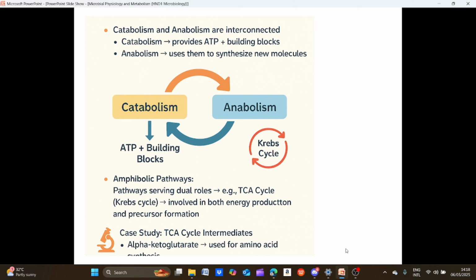So invariably, when we now consider both anabolic and catabolic processes, we just see that one is the opposite of the other. So catabolism and anabolism are interconnected. When we have catabolism producing enough ATP plus some other building blocks, that is other small molecules, anabolism uses them to produce and synthesize new cells. An example of that is the Krebs cycle, just like we mentioned the other time.